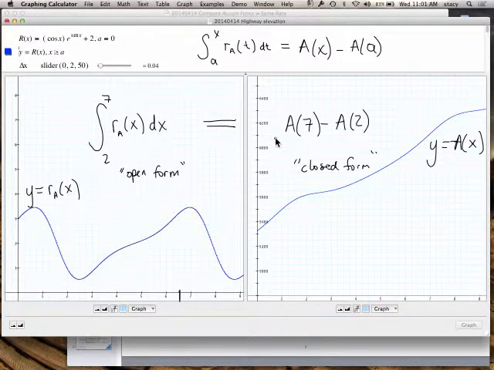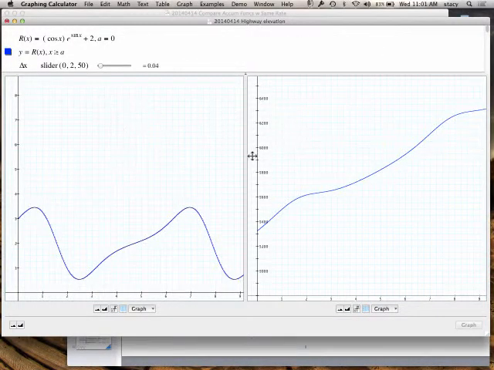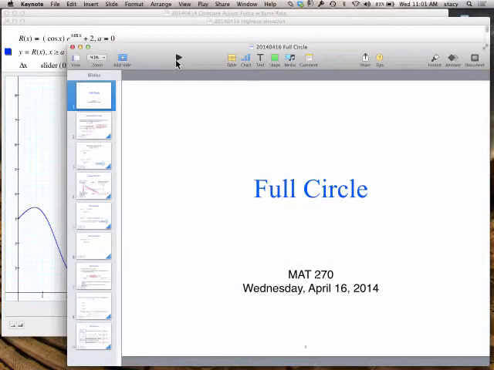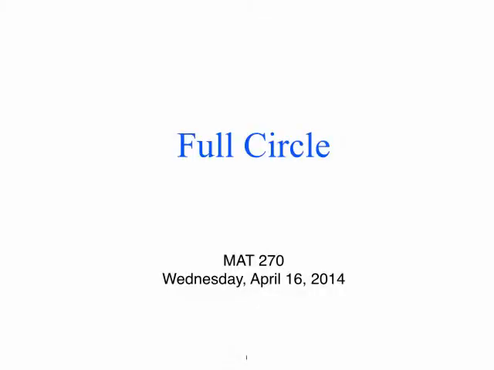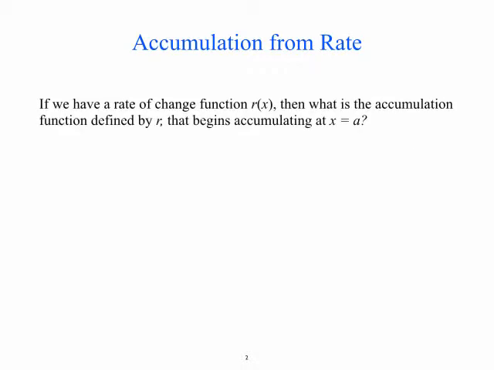So, all right. Let's look at this all put together, okay? What we just did was a rehash of this whole process of getting accumulation from a rate of change function. If we have a rate of change function, then we just established that the accumulation function defined by R beginning at A can be expressed in this fashion, okay?